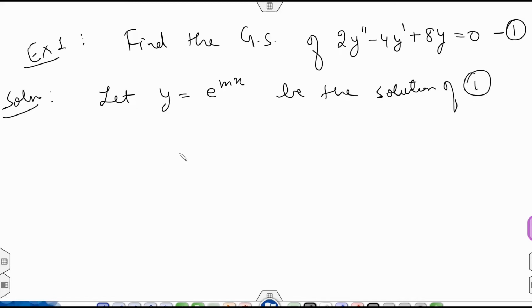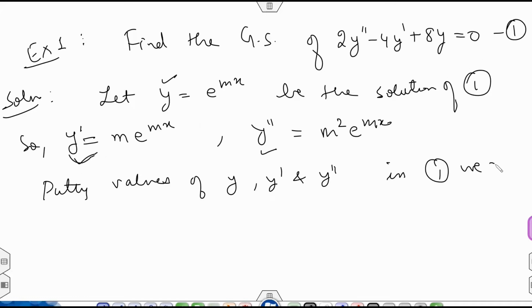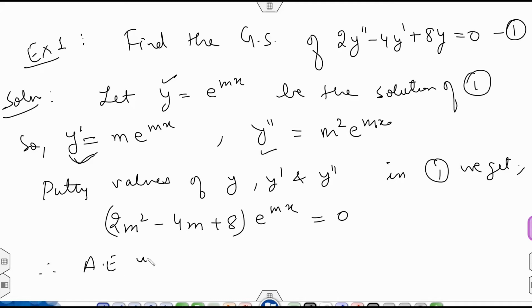Now you will find y dash, which comes out to be m e to the power mx, and y double dash comes out to be m square e to the power mx. Put the values of y dash and y double dash in equation number 1. We get 2m square minus 4m plus 8 into e to the power mx equal to 0, and therefore the auxiliary equation is 2m square minus 4m plus 8 equal to 0.